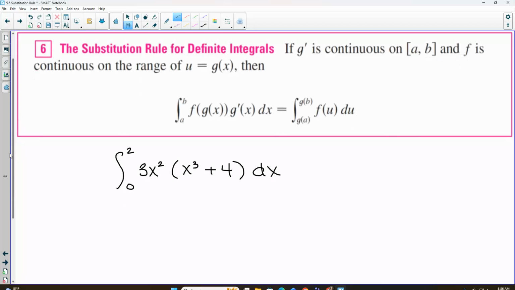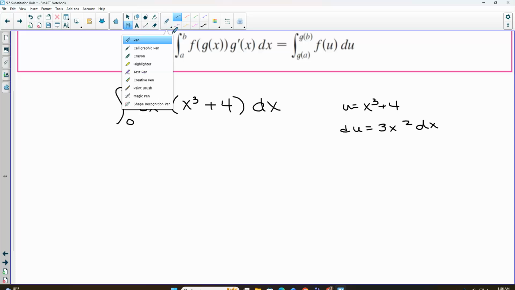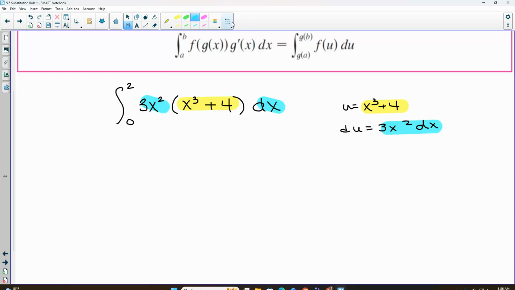Right, so what we would do is pick our u. So that's the inside, so x cubed plus 4. We do our du, which is 3x squared dx, right? And so everything is accounted for here. That's my u, that part is my du. Now here's where we have a choice to make. The 0 and the 2.